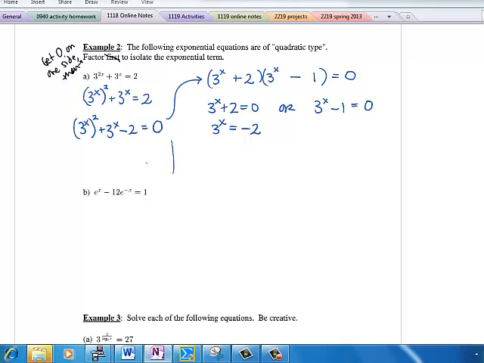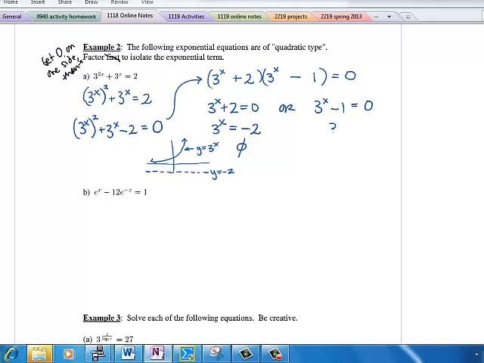But the graph of 3 to the x looks like this. And negative 2 is down here. Three to the x is always positive, right? It's never going to be negative 2. So there's no solution there. 3 to the x can't be negative.